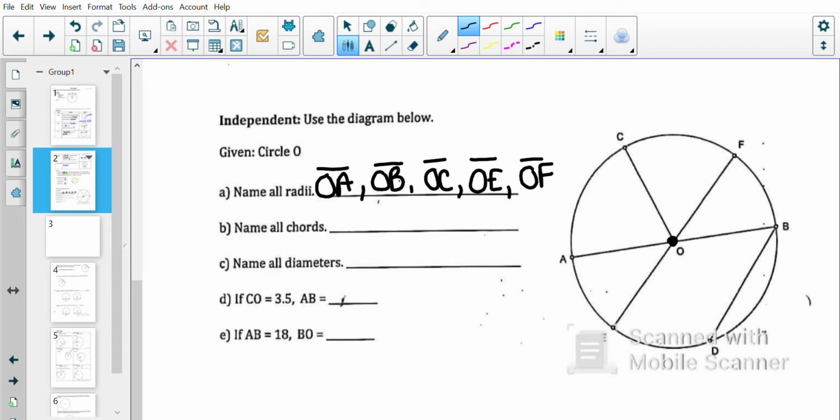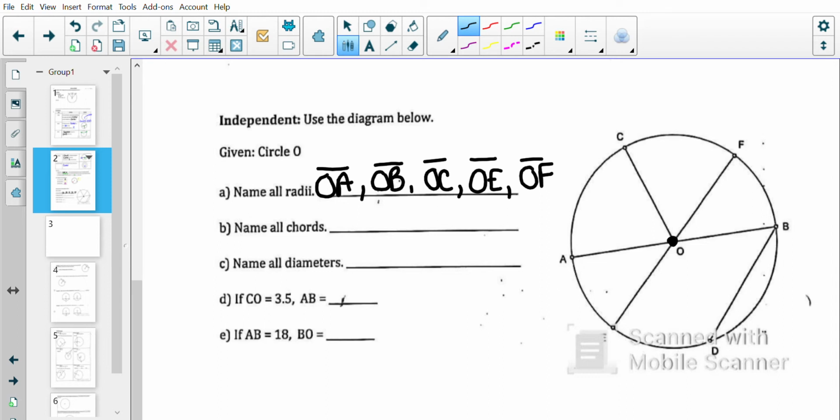I'm going to ask you a question and you answer to yourself. Why is BD not considered a radius? Why is segment BD not considered a radius? Okay, I think you got it. It's not considered a radius because it's not coming from the center of the circle.